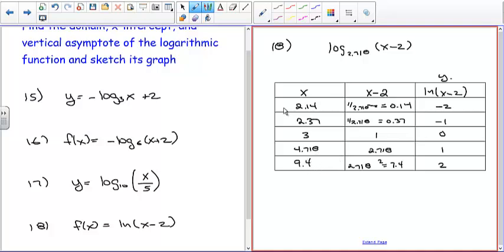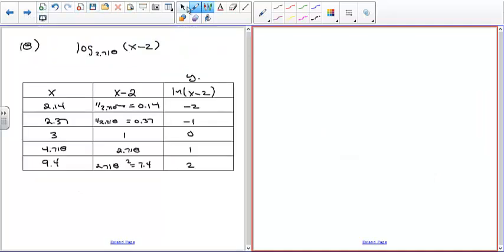Okay, so let's go in the opposite direction, see if this works. 3 minus 2 is 1. The natural log of 1 is 0. 4.718 minus 2 is 2.718. The natural log of 2.718 is 1, because that's e. That's the base. Here I subtract 2 to get 7.4, which is e squared, and therefore the log of this number is 2. Okay, so I've convinced myself that I did that right.